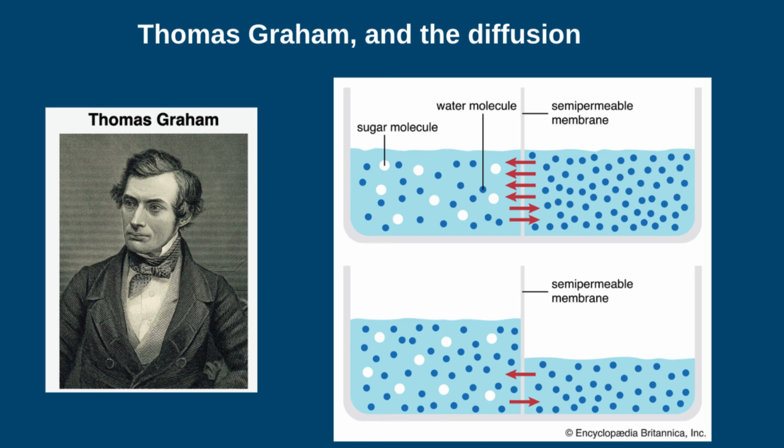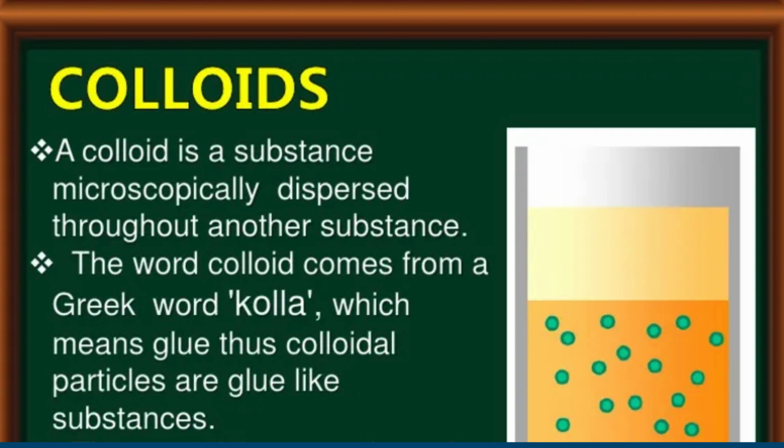The foundations of colloid chemistry were established in the 19th century by Thomas Graham, who studied the diffusion of substances through semi-permeable membranes. Graham observed that substances such as sodium chloride and sugar diffused readily, whereas gelatin and starch diffused slowly. He referred to the latter group as colloids, derived from the Greek word kolla, meaning glue.